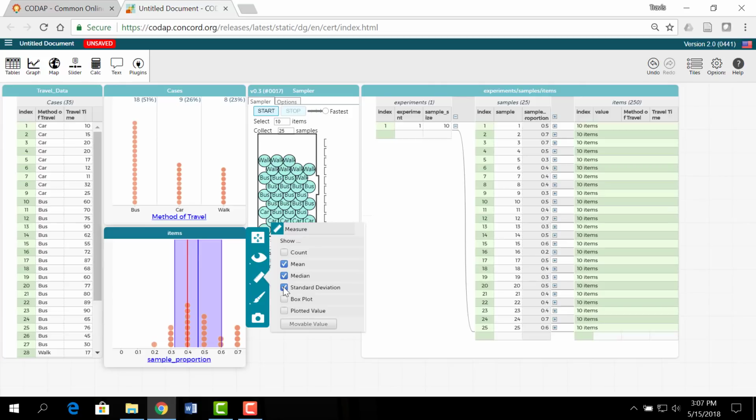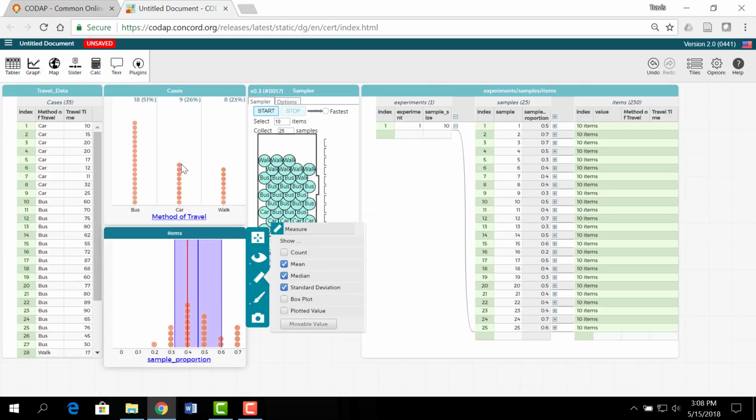Now notice I couldn't have looked at any of these measures in our original distribution because what we were looking at originally was a distribution of a categorical variable where the only summary statistics we can look at are frequencies and relative frequencies. Now what we're looking at in this sampling distribution is what's basically become a quantitative variable which represents the sample proportions for each of these 25 samples.